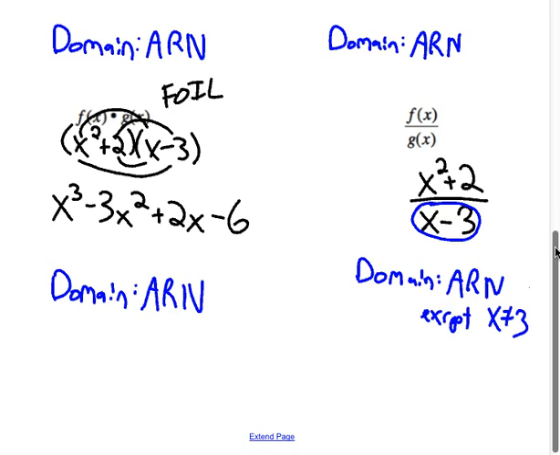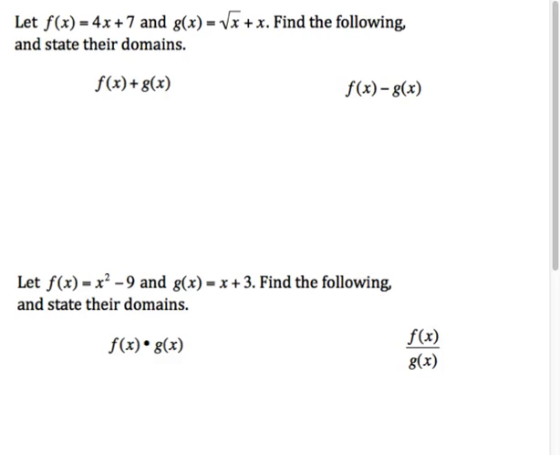All right, well, there's our first most basic cases when we're dealing with two polynomials. However, some more interesting things can happen when we use different types of functions. All right, so let's take a look at this. f of x plus g of x. So I'm taking 4x plus 7, and I'm adding that with the square root of x plus x.